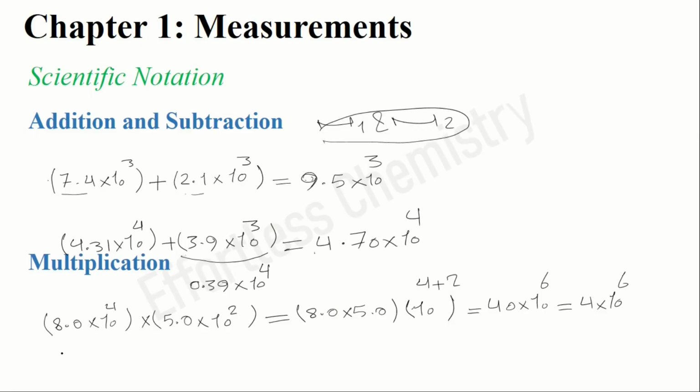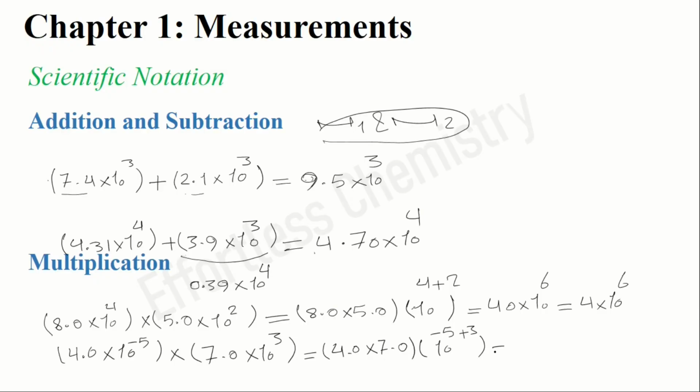Another example is 4 multiplied by 10 to the minus 5, multiplied by 7 times 10 to the 3. Again, here I can write 4 multiplied by 7, times 10 to the minus 5 plus 3. And we have 28 multiplied by 10 to the minus 2. So as you can see, it's not necessary in multiplication and even division that the exponents be equal.